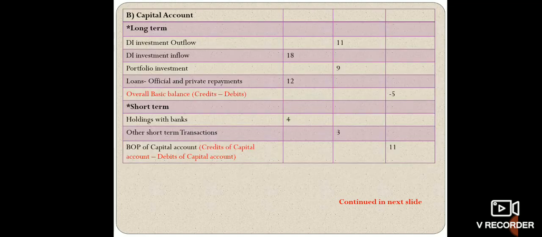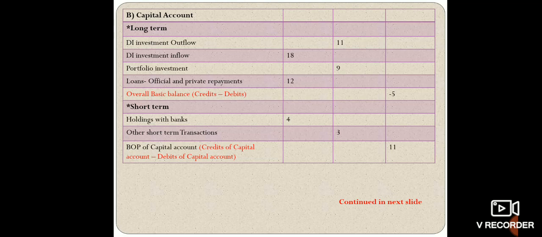So let's continue with the capital account. Here are the long-term aspects: direct investments outflow, direct investments inflow. Okay, so portfolio investments are also there, and loans, official and private, and repayments. So all these things come under this, and when we total it, the overall basic balance, credits minus debits, is -5. So we are done with the long term. We'll go for the short term.